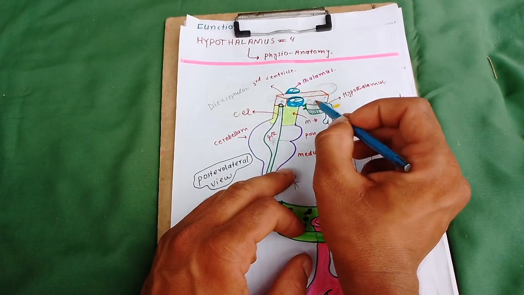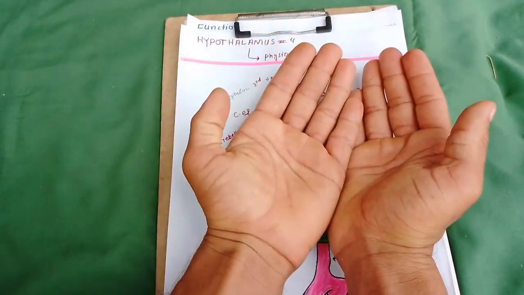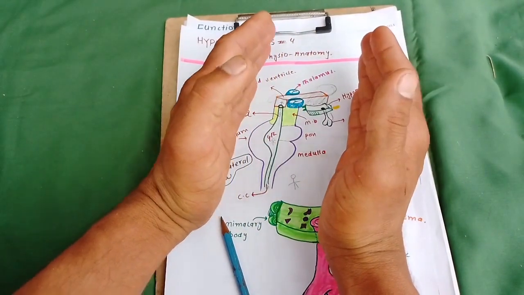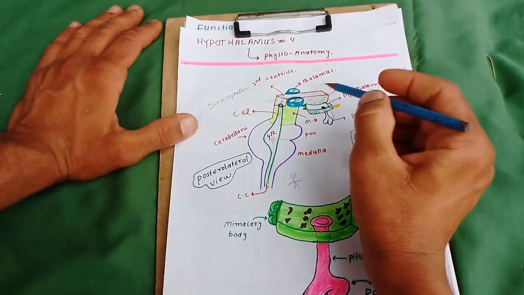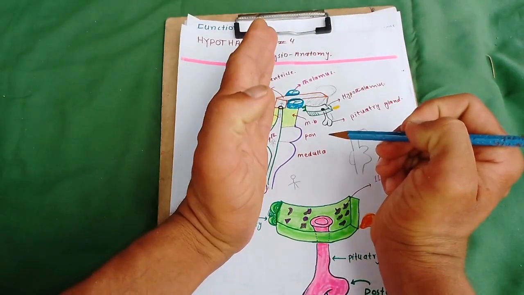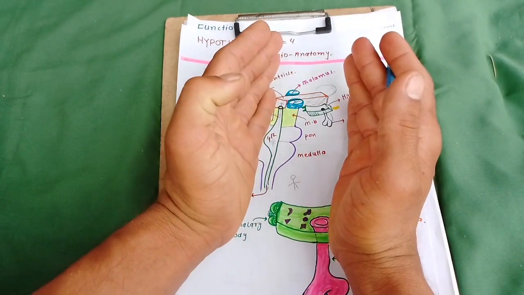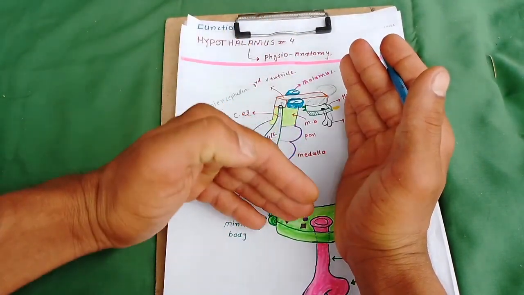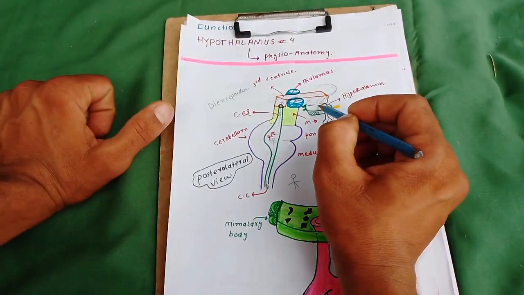Now the walls and the floor. This is the anterior wall, the lateral wall, the other lateral wall, and at some angle this wall. So the wall and the floor are covered by the hypothalamus.